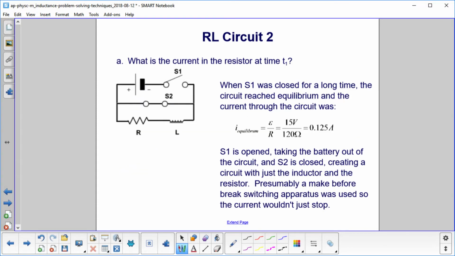What is the current in the resistor at time t1? When S1 was closed for a long time, the circuit reached equilibrium, and we had current flowing like this, and it's a maximum current, and there was no voltage drop across the inductor, so the equilibrium current was just E over R, or 0.125 amps.